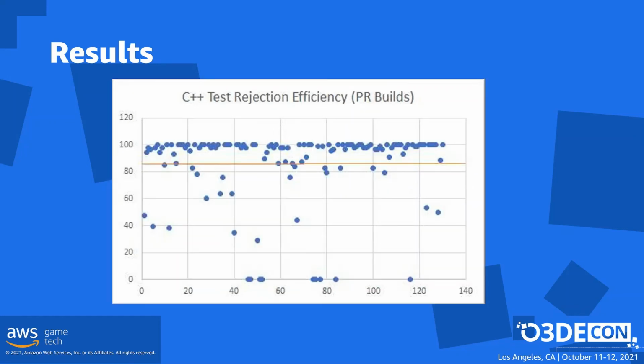In this graph, we can see the C++ test rejection efficiency of the same PR builds as the previous. As with the previous graph, the orange line represents the average rejection efficiency, which stands at approximately 85%. That is to say, for each PR build, approximately 85% of tests are being rejected. You will notice again that the vast majority of PR builds are actually operating at an efficiency well above the average. In this instance, our long pole PR builds are PR builds where the fast test impact analysis algorithm is pulling in significantly more tests than the average.